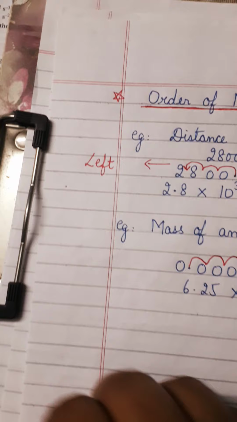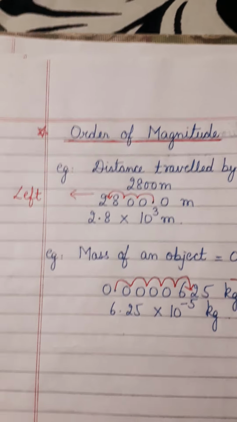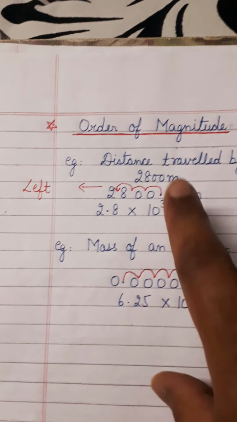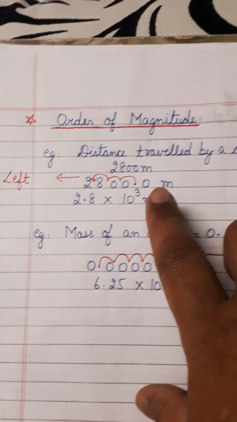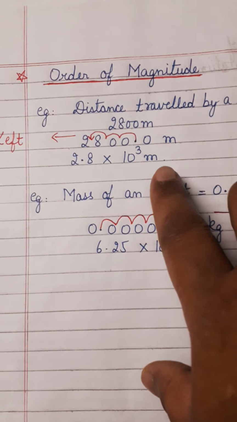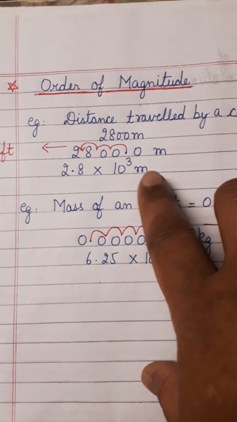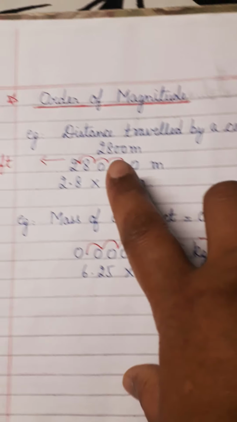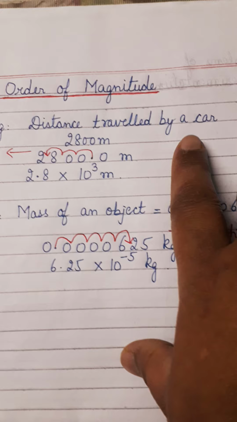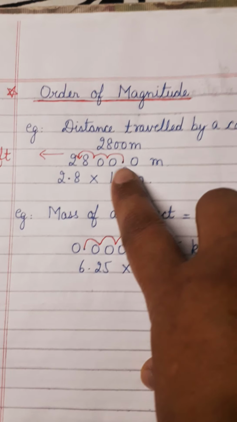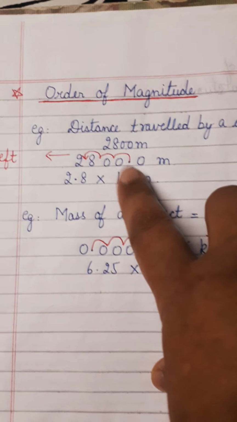Now before solving the numerical problems, I would rather focus on a topic called order of magnitude, because this is going to be applied to solve the numerical problems. Now in physics, whenever you have to express a given physical quantity, for example, here I have taken a physical quantity, that is the distance traveled by a car, to be 2800 meters. I need to change it into the right order of magnitude.